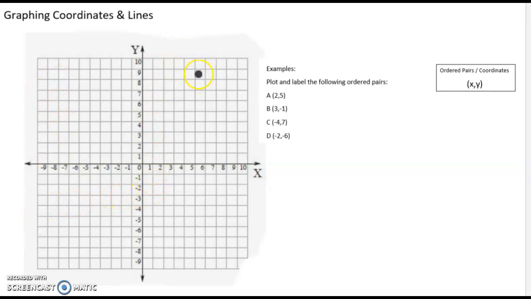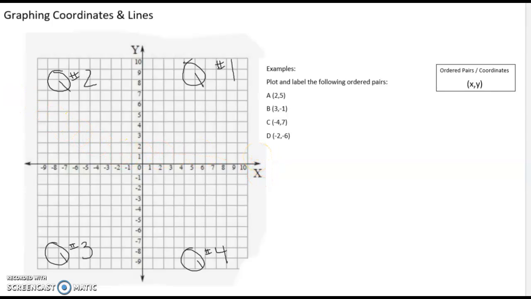we have different quadrants. So right here, this is called quadrant 1. Okay? This one is known as quadrant number 2. This one is quadrant number 3. And this one is quadrant number 4. Okay, we have our axis. So up here is the y-axis. So that's up and down. And then left to right is the x-axis.